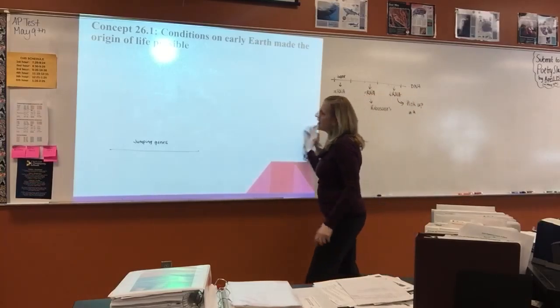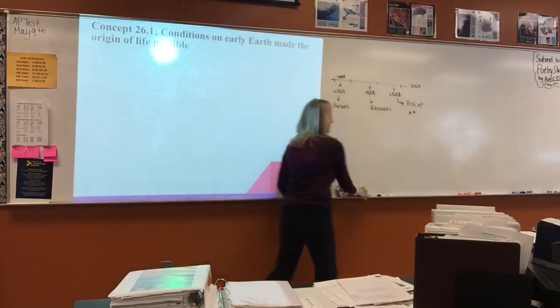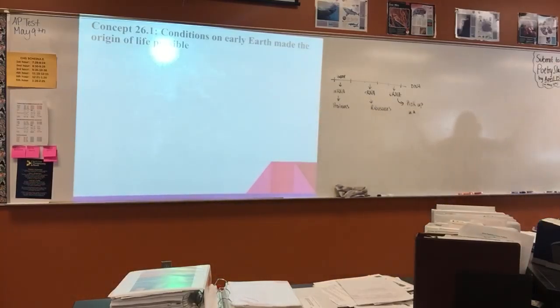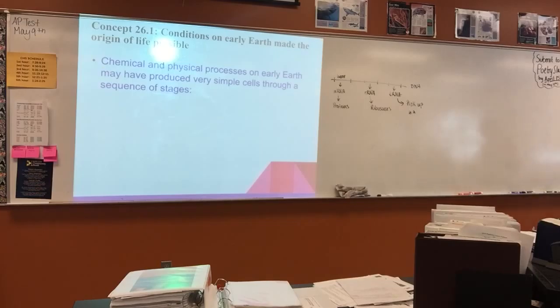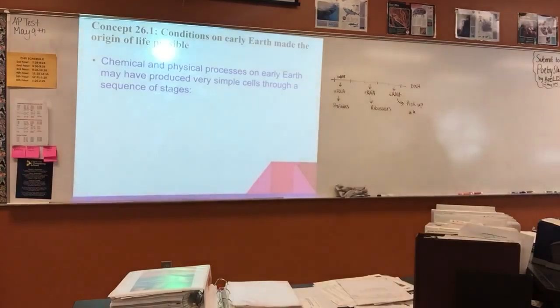All right, so this last chapter is about the macro part of evolution, in terms of when things happened and looking at the history of the Earth. The first section is about the early Earth and how we get organic molecules in cells. Chemical and physical processes on early Earth may have produced very simple cells through a series of stages. So think about what cells are made of.